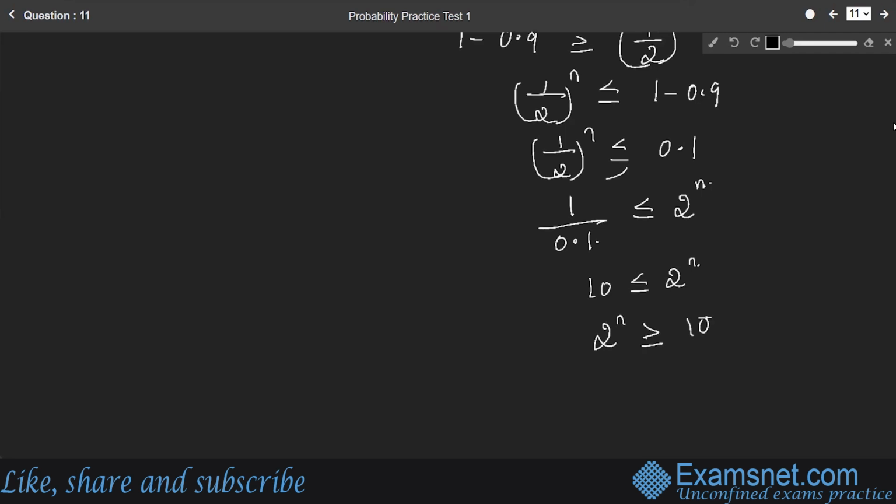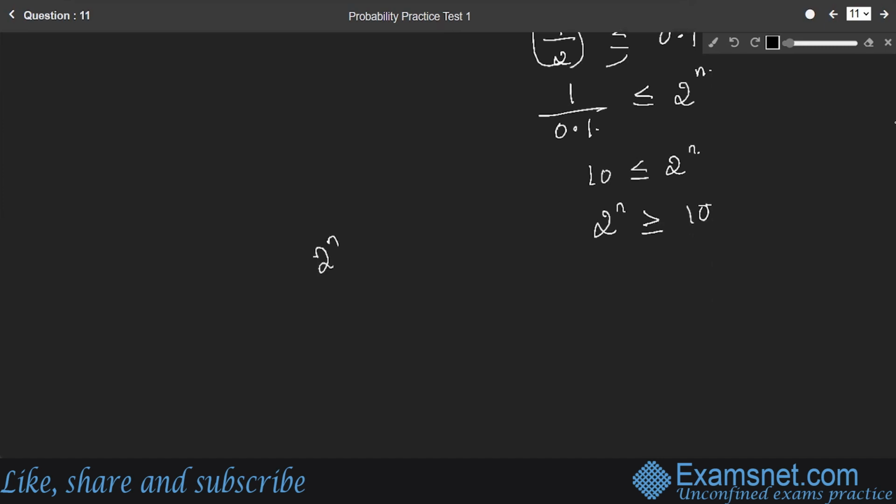Right? So here 2 raised to n cannot be equal to 10, because you cannot express 10 as 2 to the power of some value directly. 2 to the power of 3 is 8, whereas 2 to the power of 4 is 16, which is greater than 10.